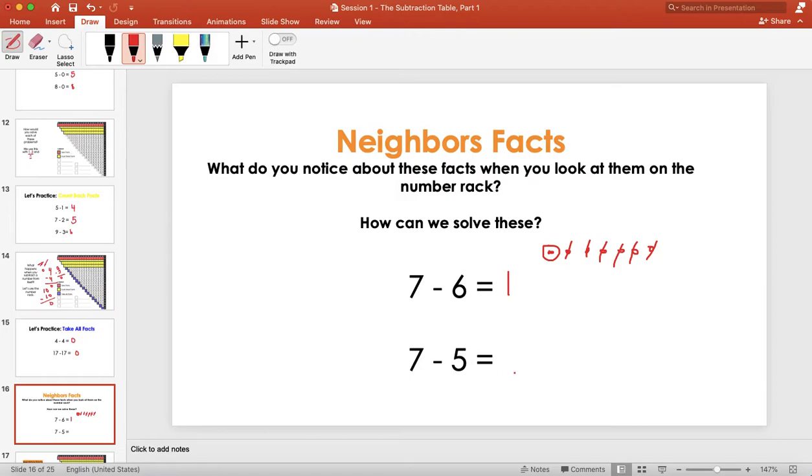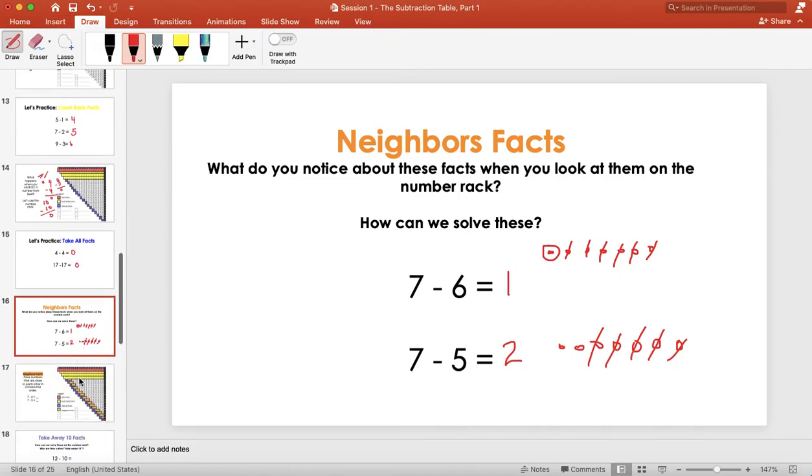Now let's do it with 7 minus 5. 1, 2, 3, 4, 5, 6, 7. And I want to take away 5. 1, 2, 3, 4, 5. So my answer is 2. These are neighbors facts because it goes 1, 2. Okay, let's look at some more.